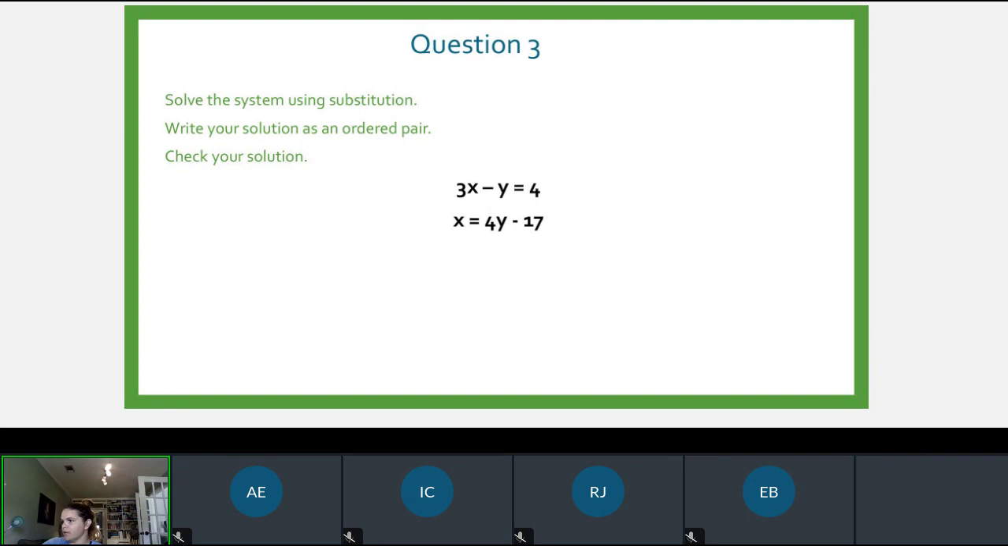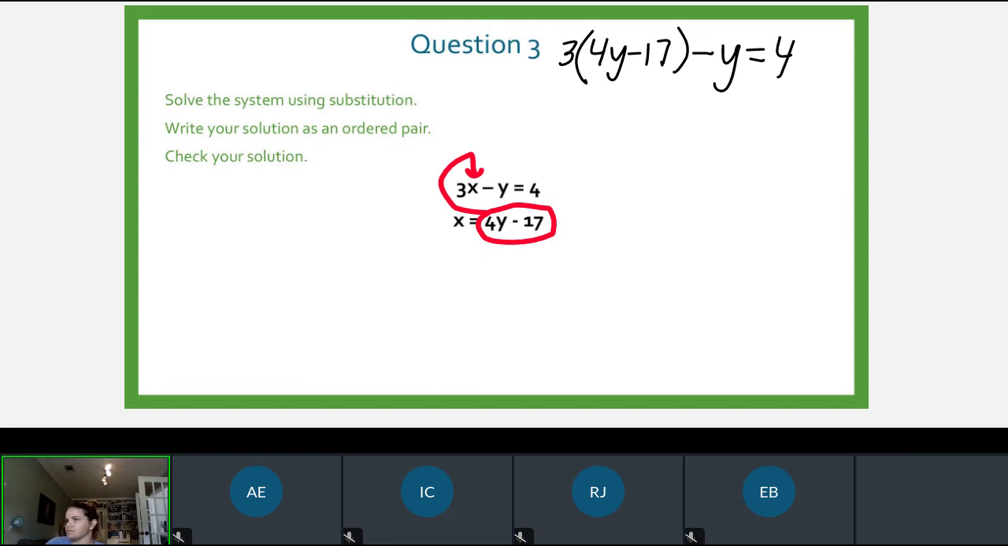All right, let's do another one. 3x minus y equals 4. And then we have x equals 4y minus 17. Okay, lucky for us again, x is already by itself. So I'm going to take this 4y minus 17 and plug it in for x. Let me use a thinner marker so it doesn't get crazy. So we've got 3 times 4y minus 17 minus y equals 4.